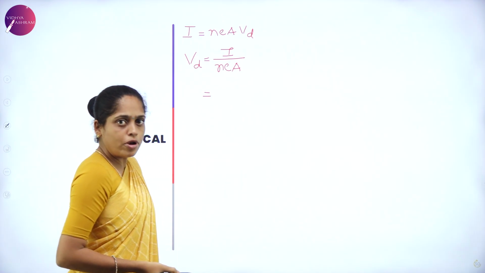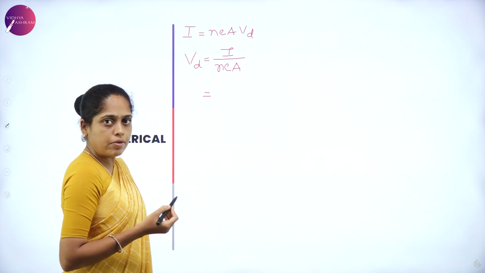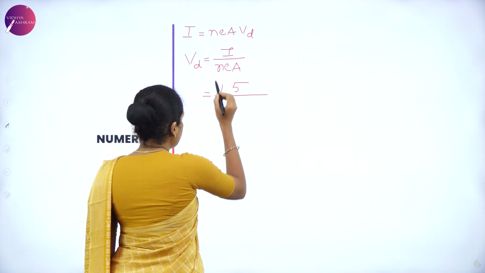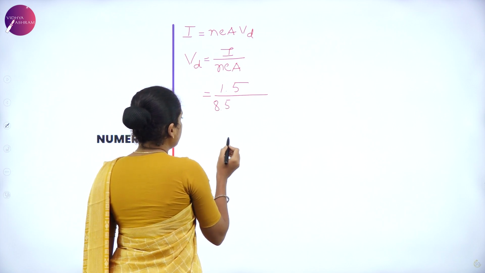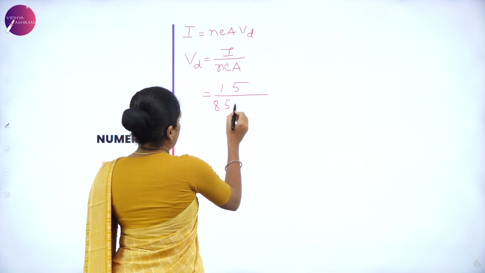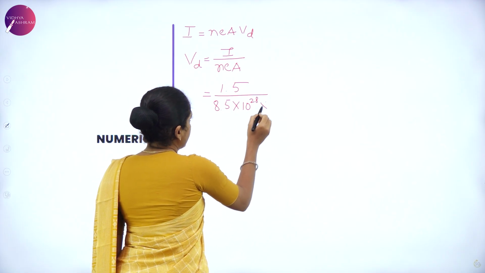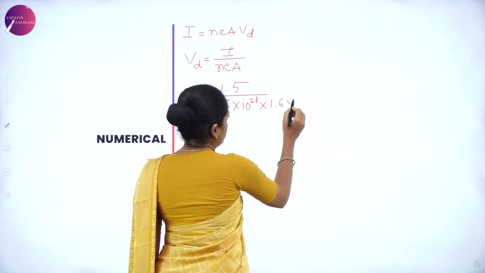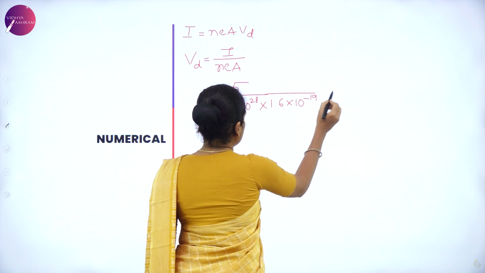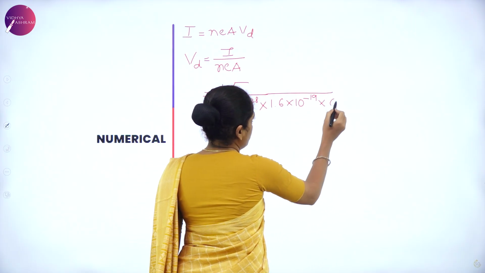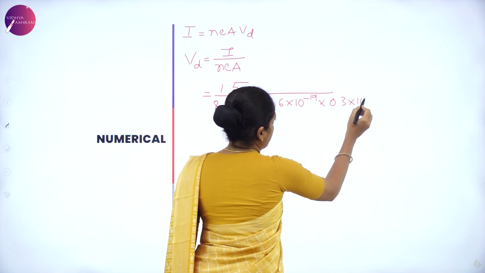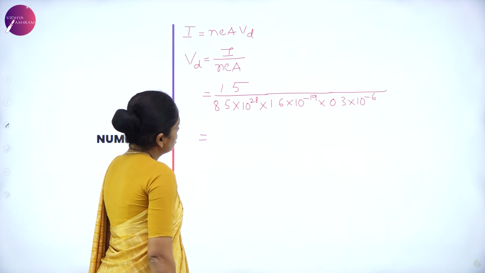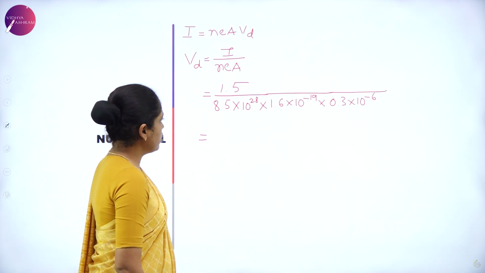Yes, then the formula to find the drift velocity is I by nEA, where the I value is 1.5, n is 8.5 into 10 power 28, and the charge of the electron is given, that is 1.6 into 10 power minus 19, and the area of cross section is 0.3 into 10 power minus 6 meter square. Now let us divide this and find out the answer.